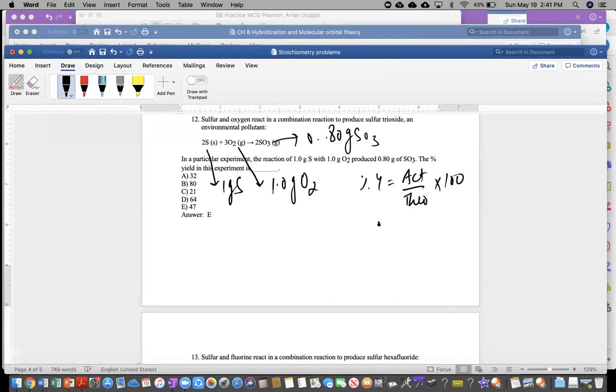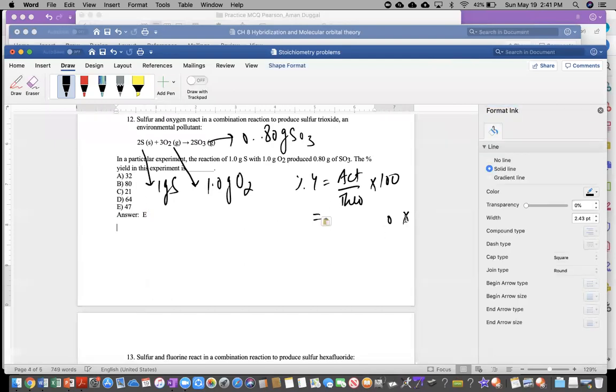Do you realize what the actual yield is? It's the 0.8 grams of SO3, right? You have to find the limiting reactant first, right? I'm sorry, this is not actual. That's theoretical, right? And you get the actual from the actual experiment. Just drawing on the Word document is not so easy.